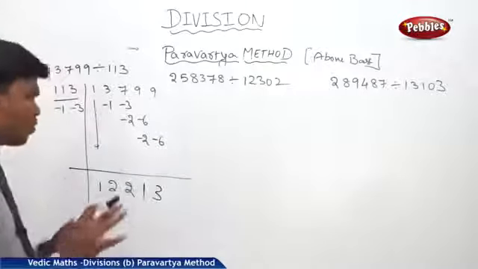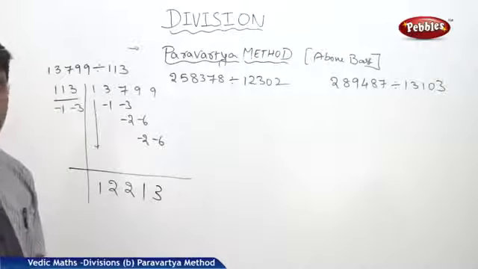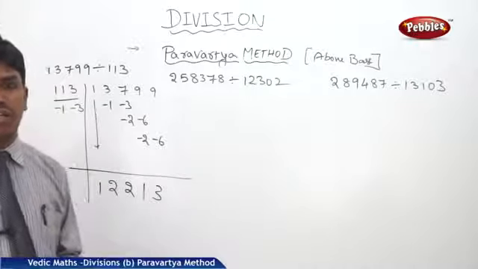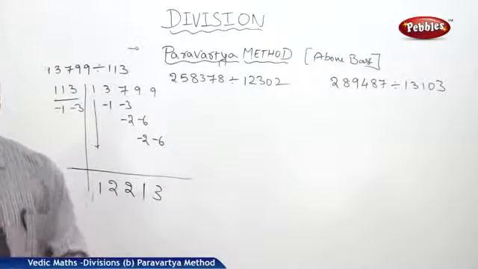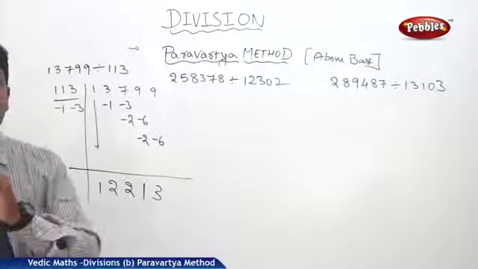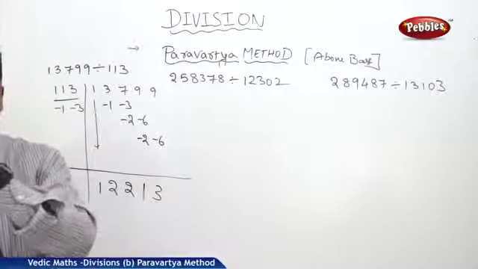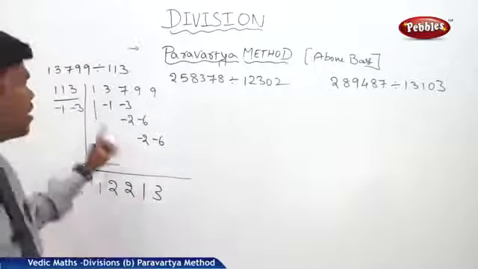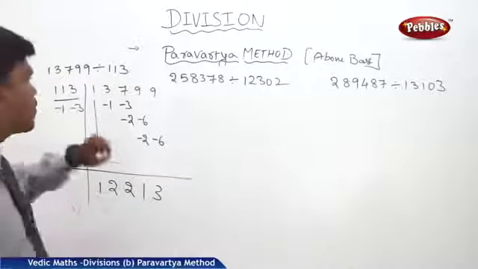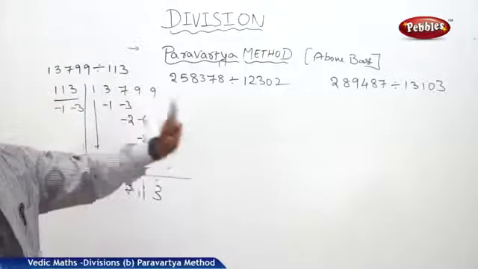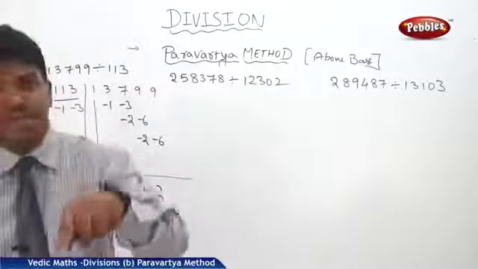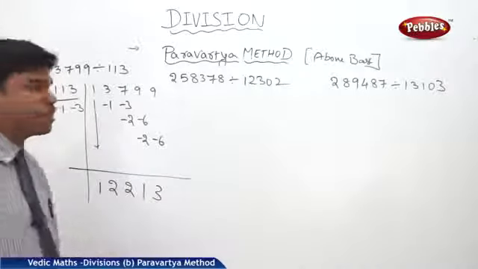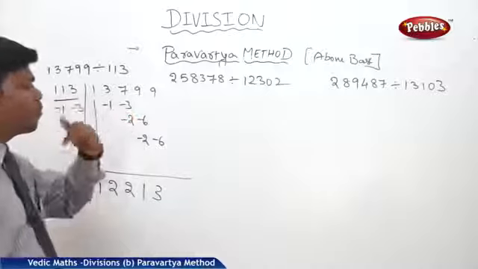Now what is our quotient figure? You tell me. As we already discussed, the number of digits in the quotient will be given by the difference of the number of digits of the dividend and the divisor. The number of digits in the dividend is 5, and in the divisor is 3. So 5 minus 3, 2, plus 1, that is 3.